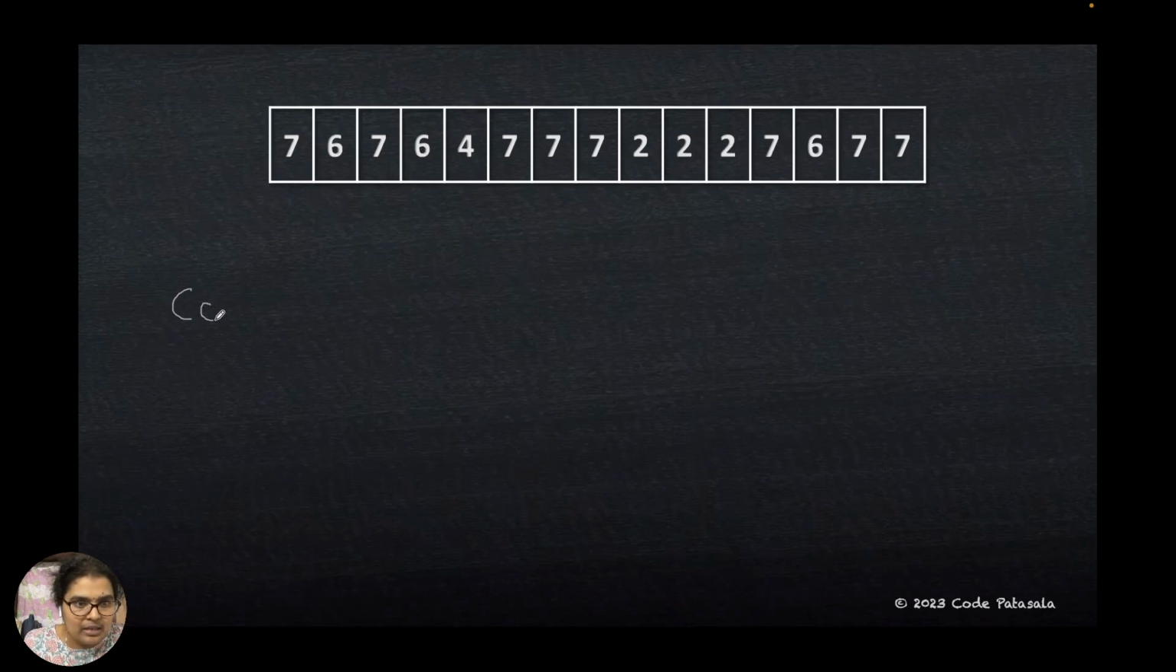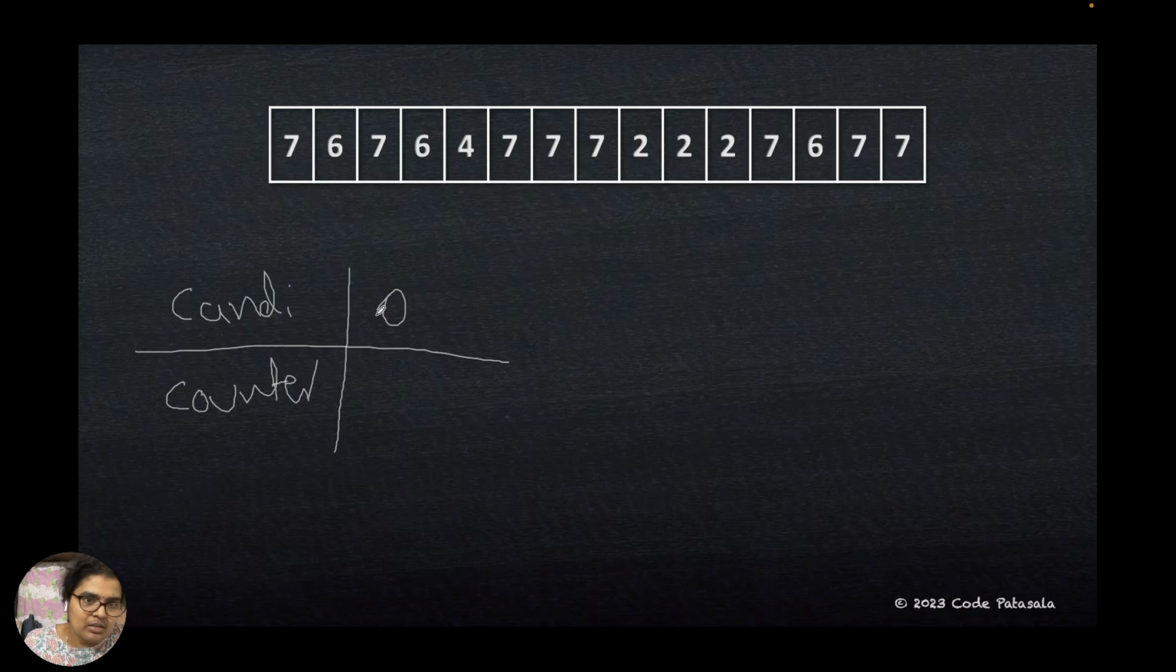Here again let's take candidate and counter. Initially both are 0. Now when we are at this point, we can assume that our candidate is 7 and counter would be 1. Now when we move to the next point, the candidate is not same as the current position, so we decrement the counter. So we reach 0. That means these two cancelled out.